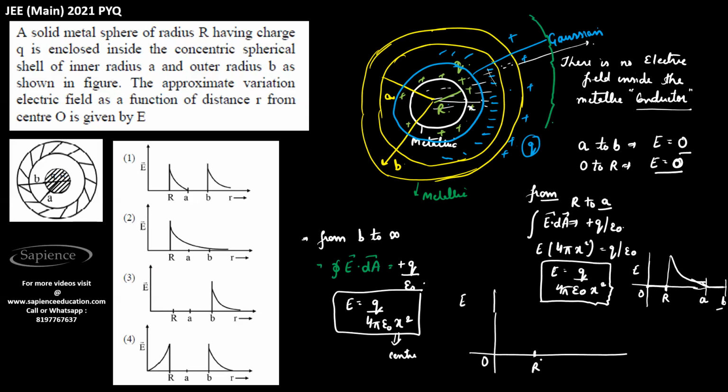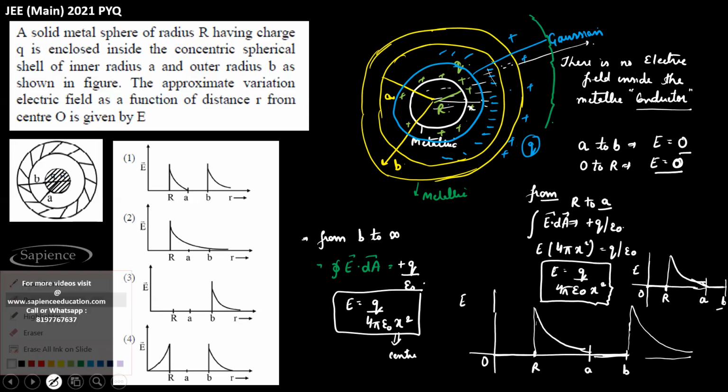There is no charge inside the shell, so the electric field is 0 inside the shell, and at the surface the electric field will suddenly shoot up. According to Gauss's law, from A to B there is no electric field, so the result should be 0 as we are inside the metallic shell. And further out, the electric field will suddenly shoot up and again obey the same law, and the answer will be this. So the answer for this will be the first one.